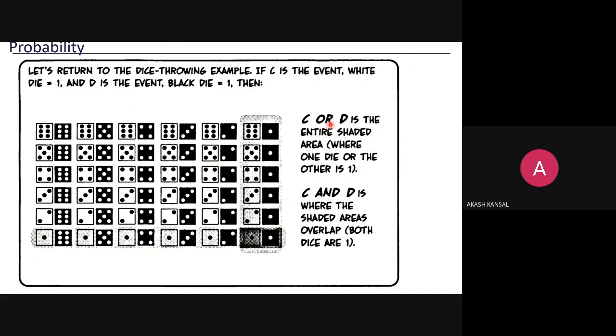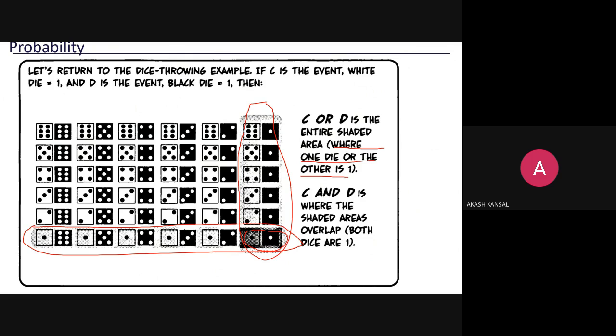Now C or D. When we say C or D, it means either event C occurs or event D occurs. So let me just highlight event C. This is event C, and this is event D. C or D means either this or this occurs, so C or D basically means there is one on either of the dice. And C and D is where both of them are one. So this is just this one.